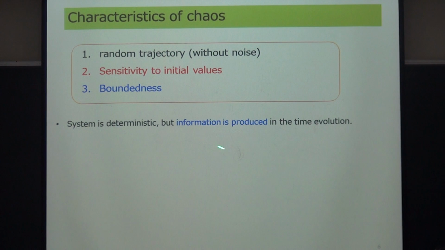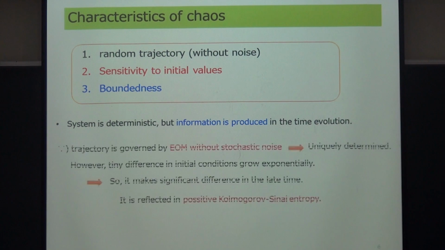From these three features, an important point is derived. That is, the system is deterministic, but information is produced in the time evolution. The meaning is as follows. First, the trajectory is governed by the equations of motion without the stochastic noise as pointed out in feature 1.